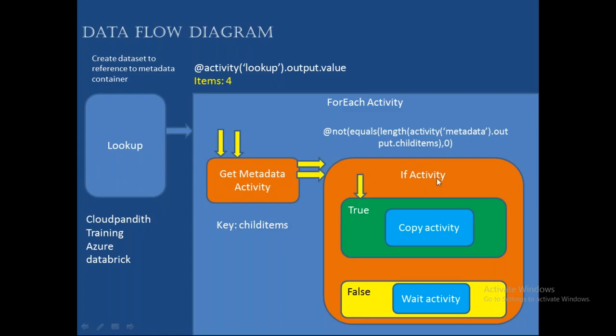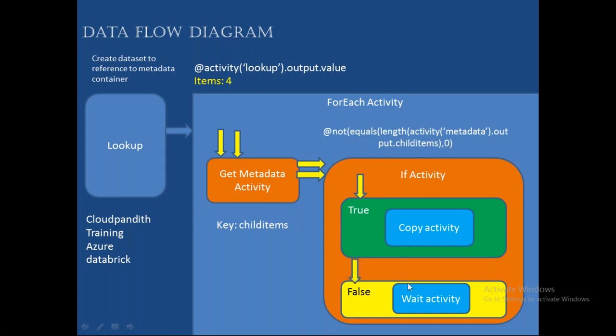Those child items I will pass to the if activity. The if activity will check again whether we have any child items or not. Okay, let's say we don't have any child item. Child items is 0. Okay, now what happens? This condition, equals to 0, will return true. But outside I'm using not, meaning if it is true, it will return false. When we have 0, this entire condition will return false.